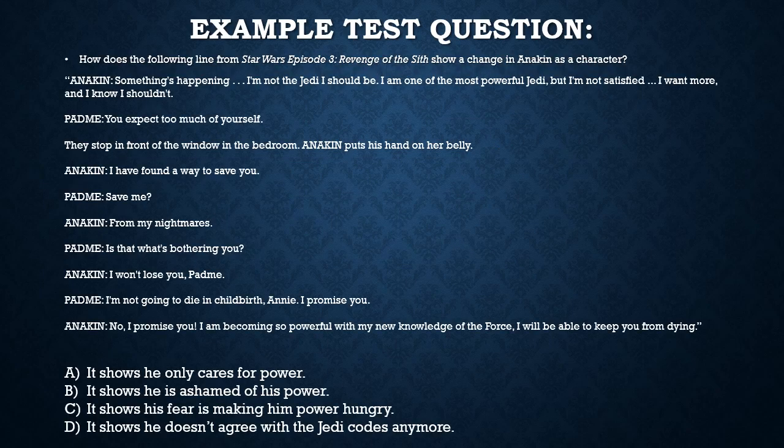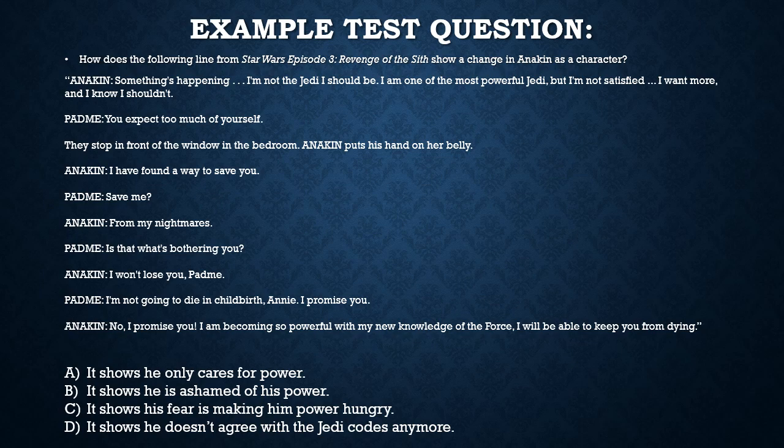Alright, so let's look at this example test question, taken from Star Wars because I like Star Wars. How does the following line from Star Wars Episode 3, Revenge of the Sith, show a change in Anakin as a character? So we're going to go ahead and read this little passage here, or excerpt.